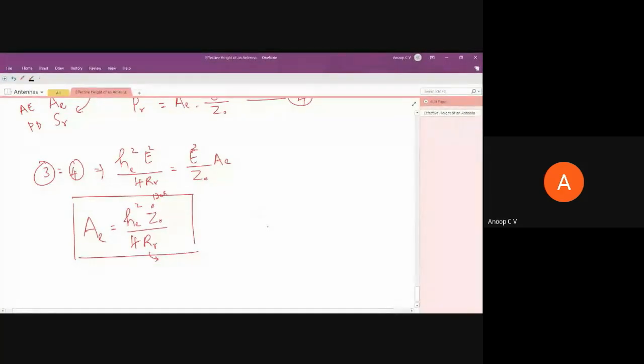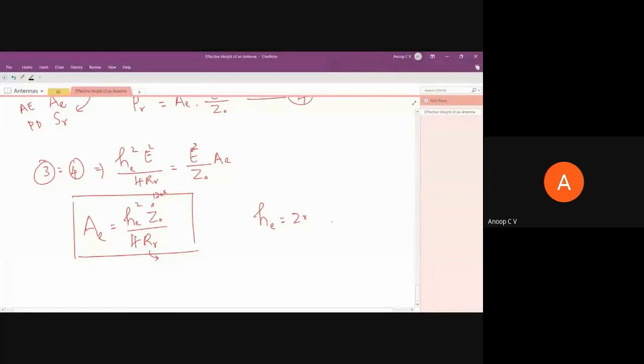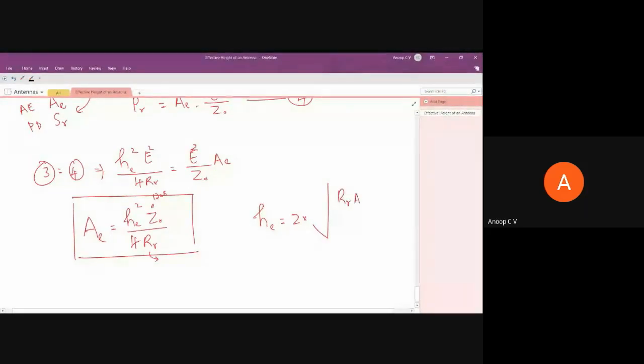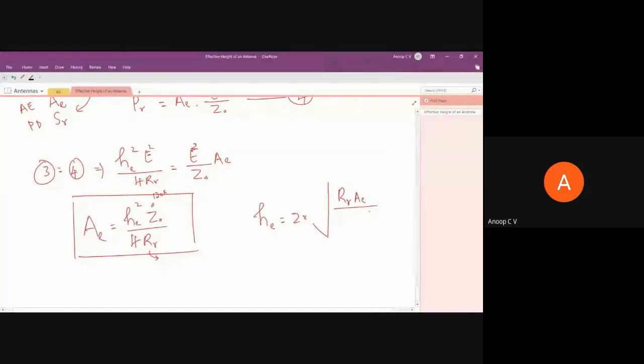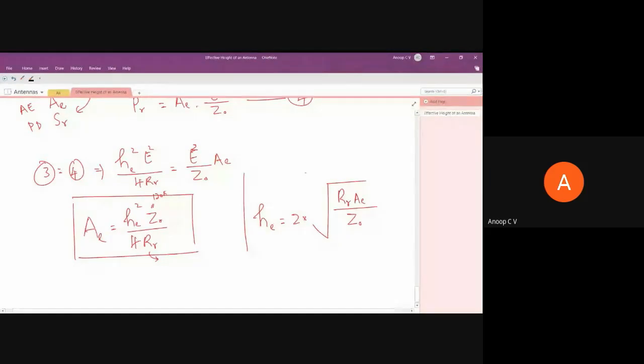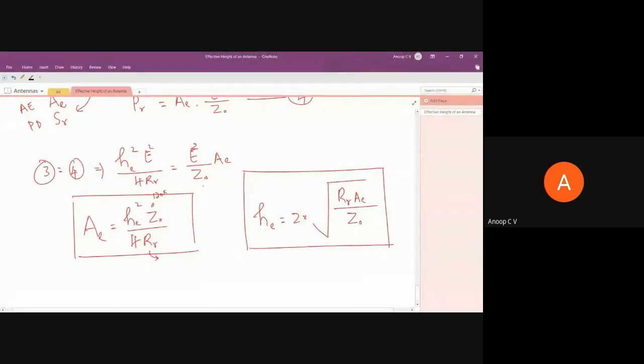Or else I can write HE will be equal to 2 times the square root of RR times AE divided by Z naught. So this is how HE and AE are related.